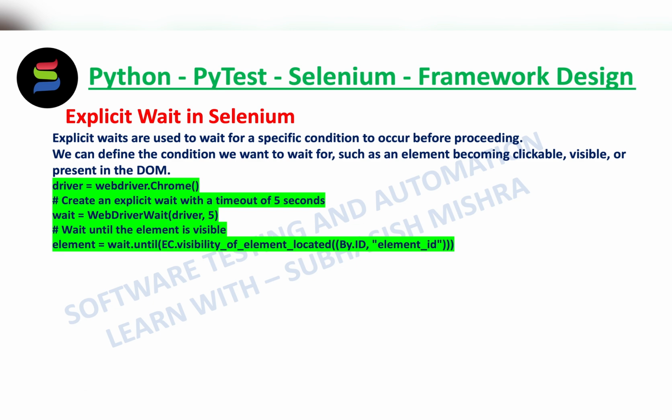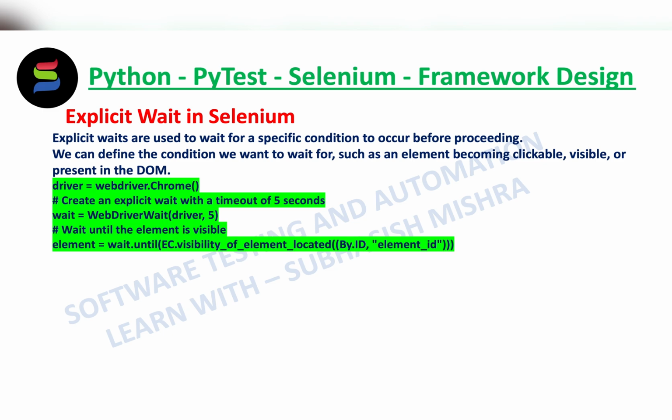Then how does it work? Here you see the syntax. With explicit wait, we specify an expected condition, for example element visibility or clickability, and the amount of time to wait for that condition to be met. In this case, we have given 5 seconds. So it will wait for a maximum of 5 seconds for the element to be visible. If it gets visible before that, then the execution continues immediately. So we can use explicit wait when we need to wait for a specific condition for a particular element before performing actions. Now let's see with an example.